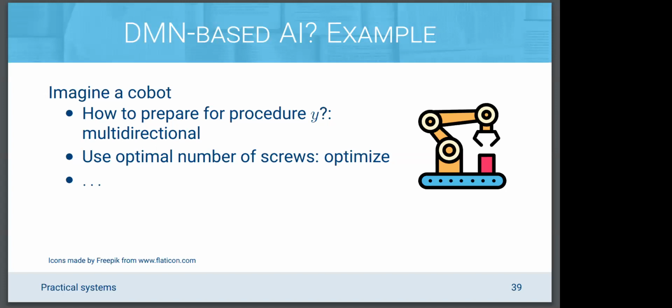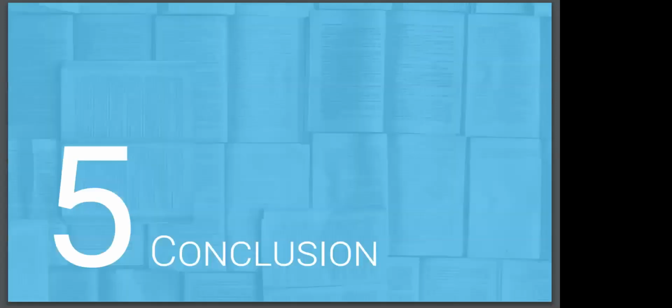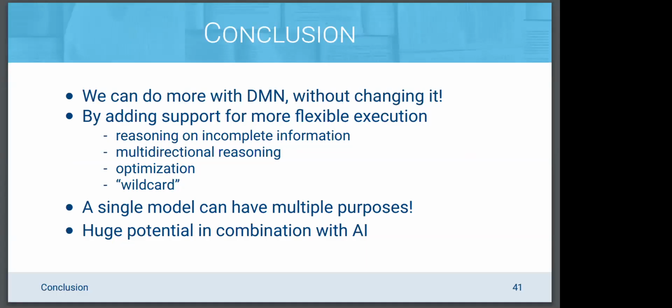So that's just the behavior of the robot, but then to actually use it to control a robot or to control the things around the robot, like I said, if we want to know when does it turn to the right, we need the alternative execution methods that I've discussed, right? So that's a conclusion. We can do more with the DMN model without ever having to change the DMN model, just by adding support for more flexible execution.